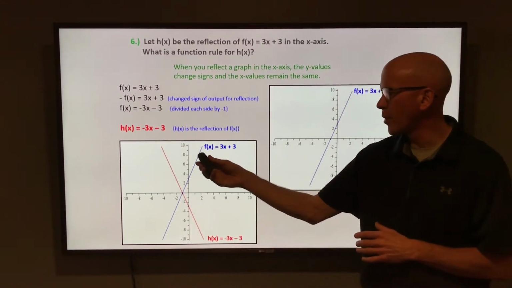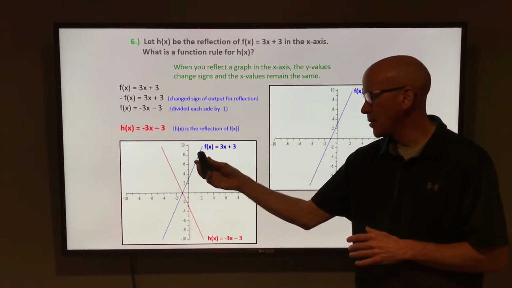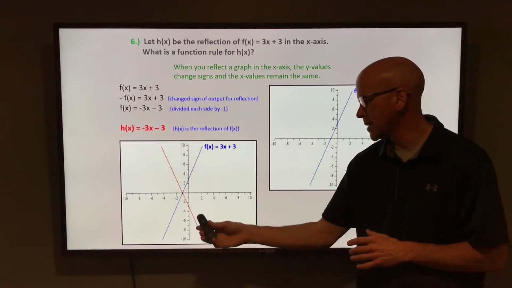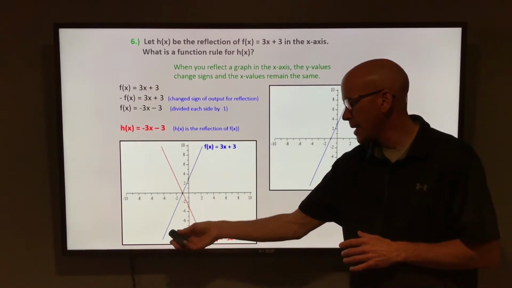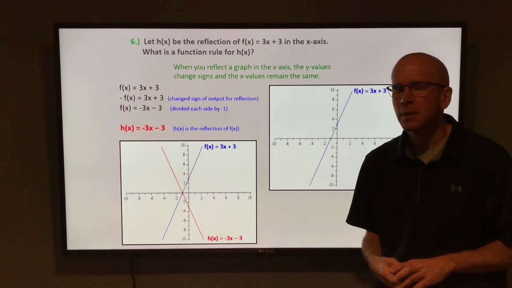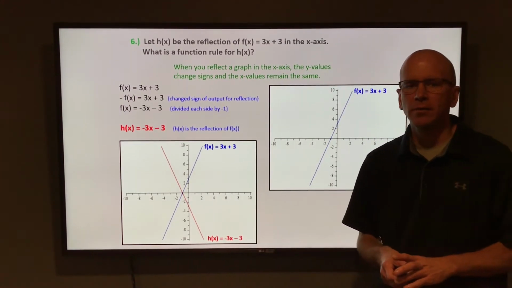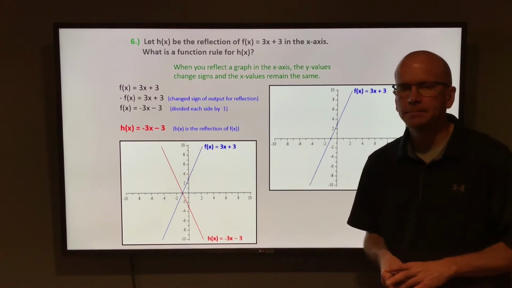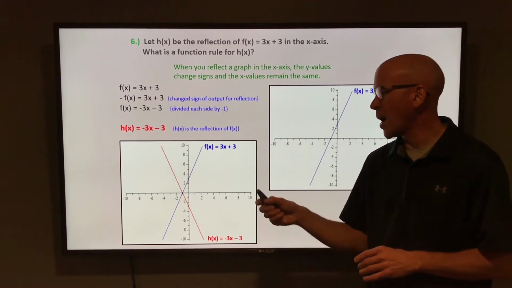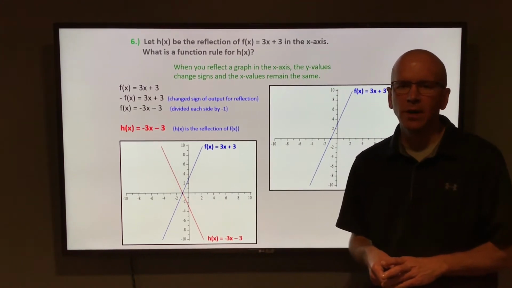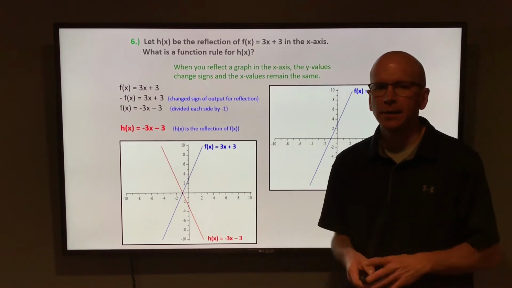But every other point from blue to red, the value of y changes from positive to negative or from negative to positive. So when you make a reflection over the x-axis, you're changing the value of y, or changing the sign of y. When you make a reflection over the y-axis, you're changing the value of x, or changing the sign on the x.